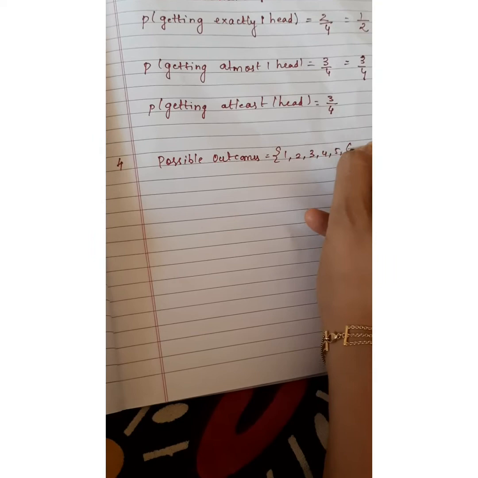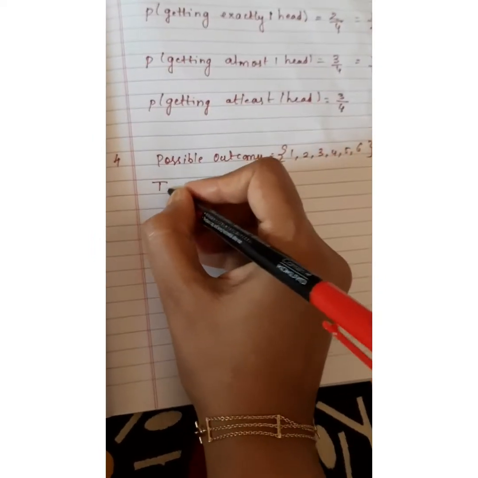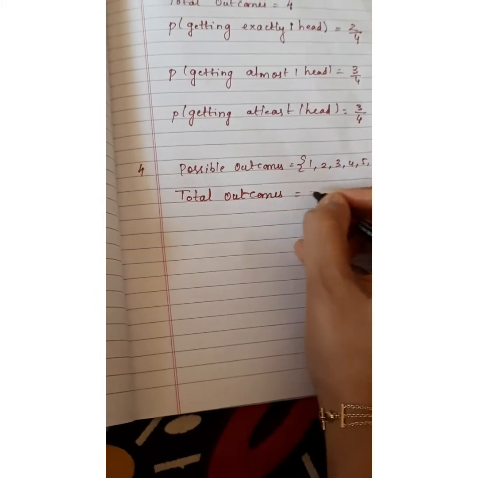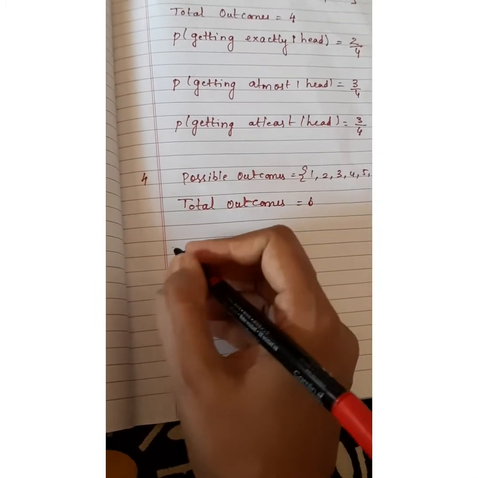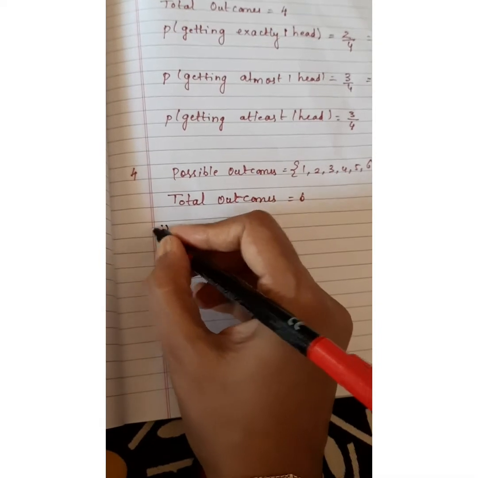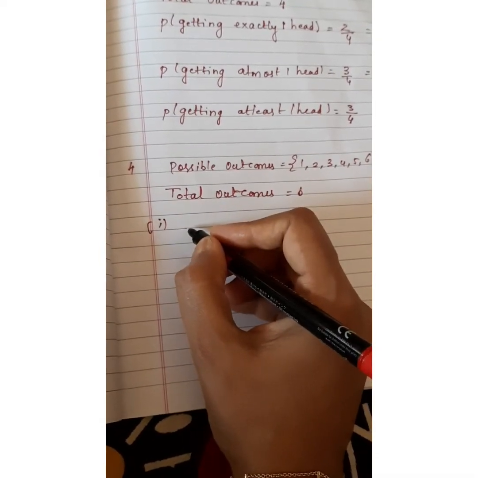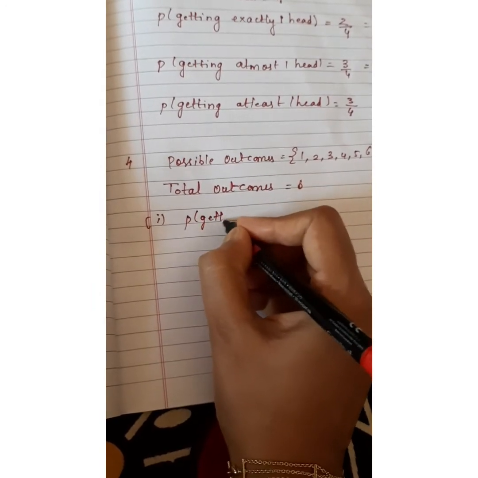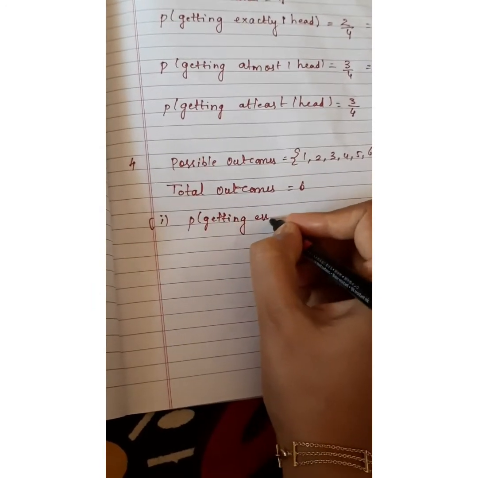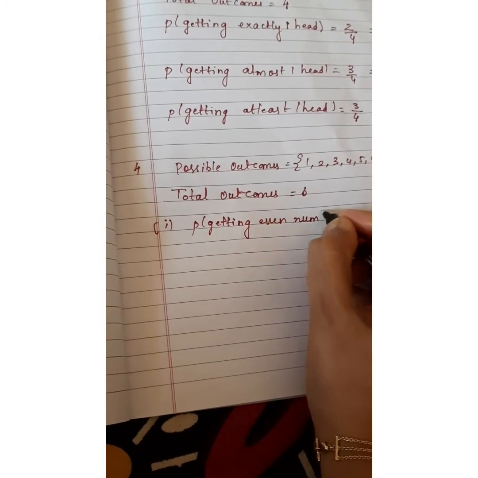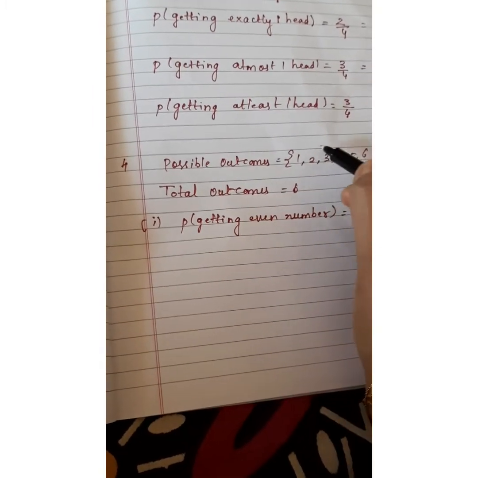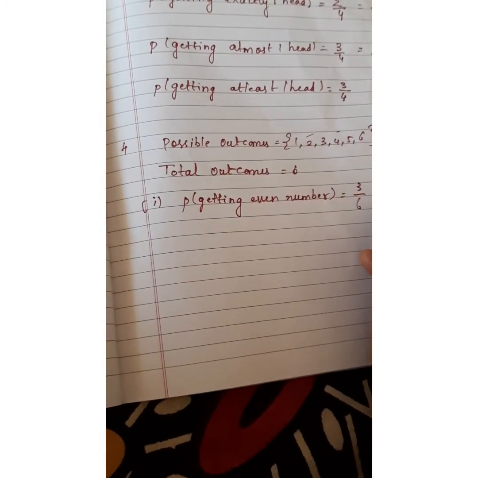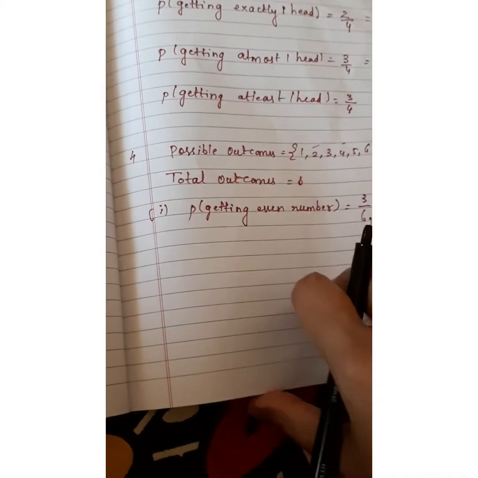So if we roll a dice, we get 6 options: 1, 2, 3, 4, 5, 6 numbers. So the total outcomes is going to be 6. Just assume you have a dice, so you have 6 options. You get either 1, 2, 3, 4, 5, 6. Part 1 in question 4 is probability of getting an even number. So there are 3 even numbers over there, 2, 4 and 6. So 3 by 6 equals 1 by 2.